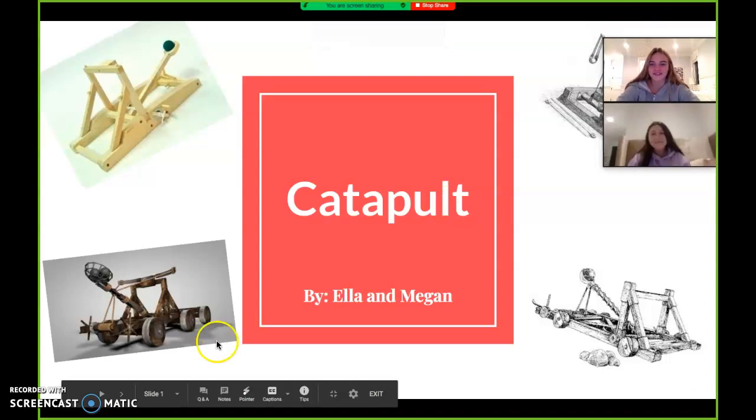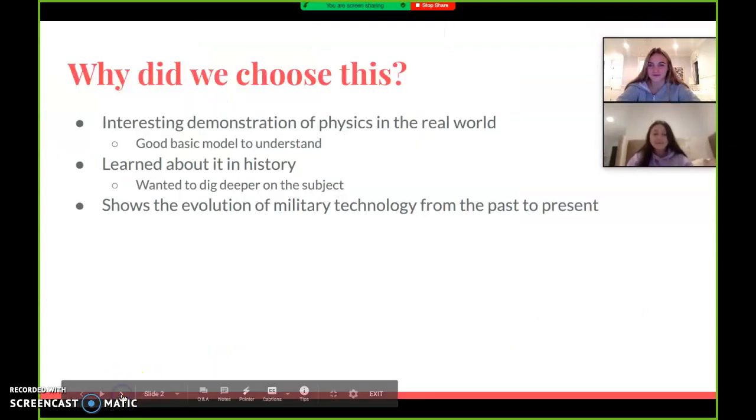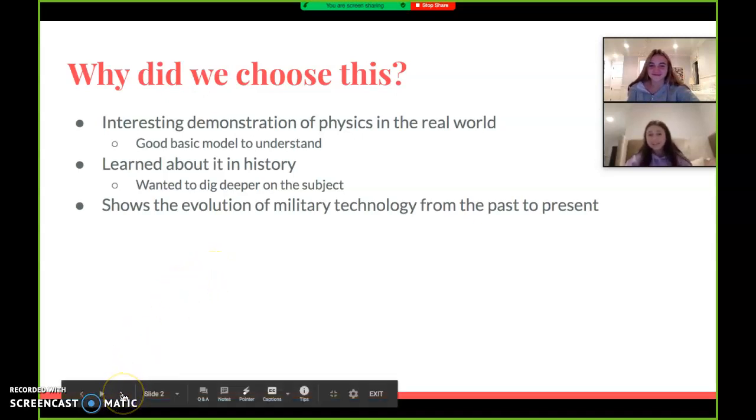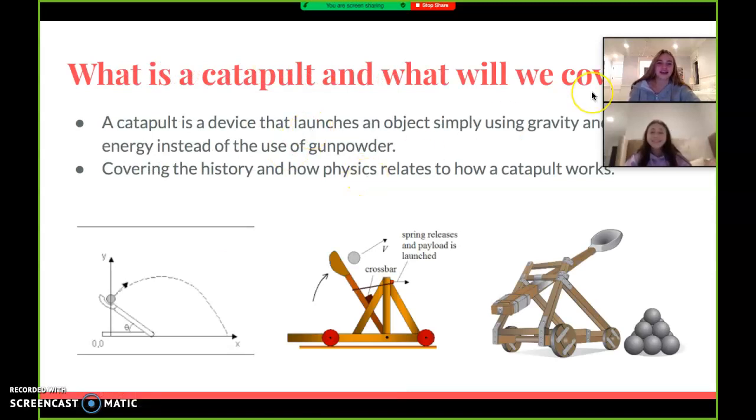We did our physics presentation on catapults. We chose this because we thought it was a really interesting demonstration of physics in the real world, and it's also a really good basic model to understand how it works. We've also learned about it a lot in our history classes, so we wanted to dig deeper on the subject and how it was used, and connect our history class with our physics class. It shows the evolution of military technology from the past to present, which is also really interesting. So, what is a catapult?